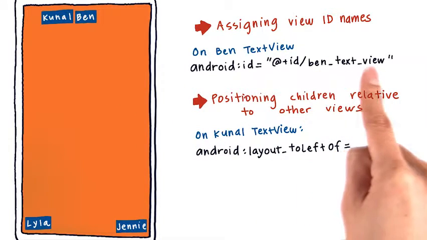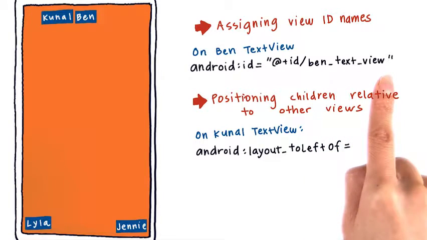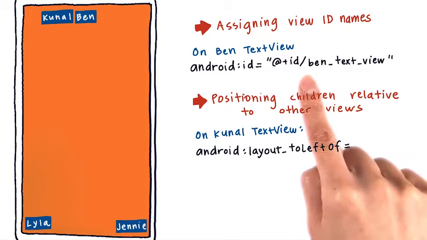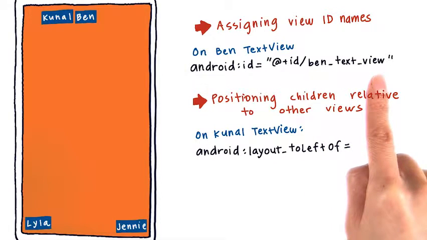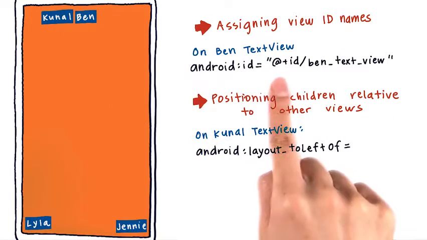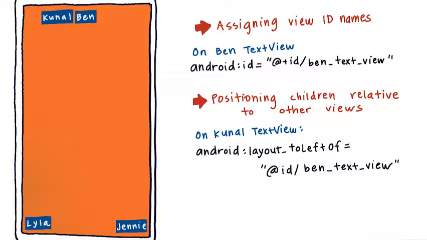We call it Ben_text_view. The basic requirements are that the name can't have any spaces, that's why we use underscore symbols here. It needs to start with a letter, and it can't contain any of the weird punctuation symbols. Numbers are fine though. So in this case, we give Ben the ID of Ben_text_view. That way we can refer to it later.